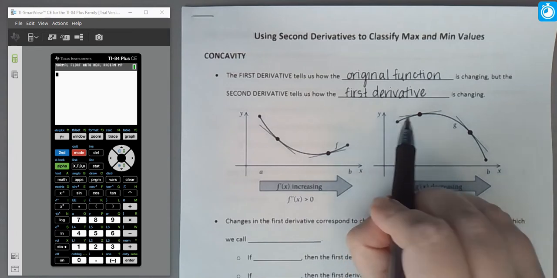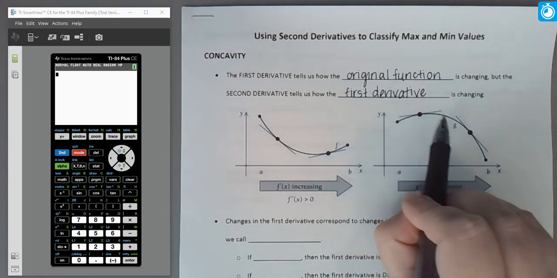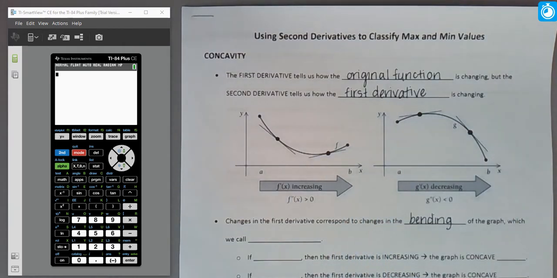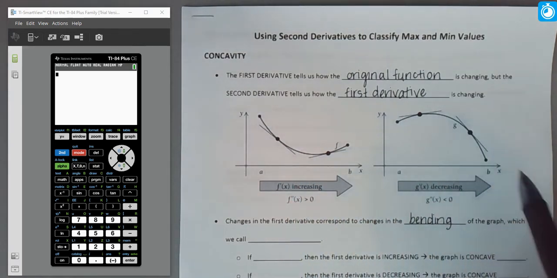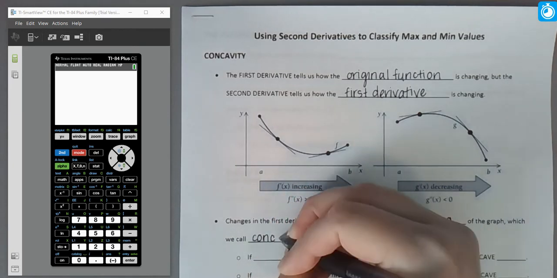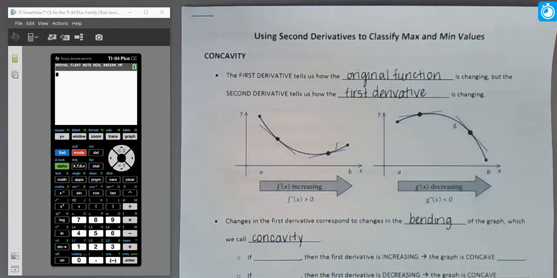And same thing over here. We go from a positive slope to a negative slope, which corresponds to a particular bend in how the graph curves. This idea of how the graph bends, bending like this versus bending like this, is what we call concavity. So the concavity of a graph is just the shape of its bend.